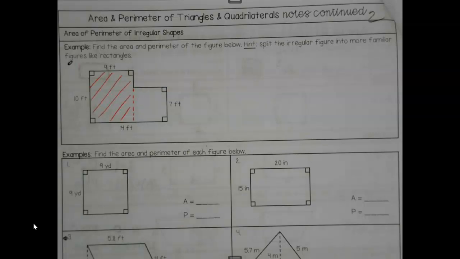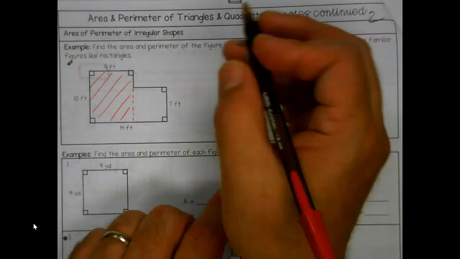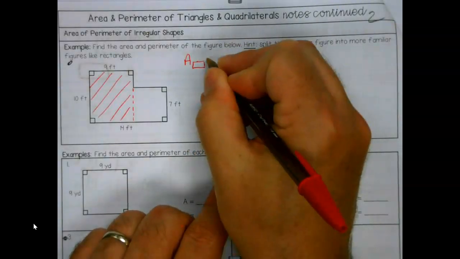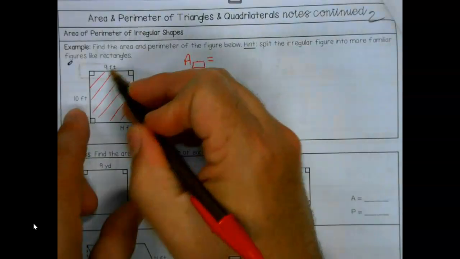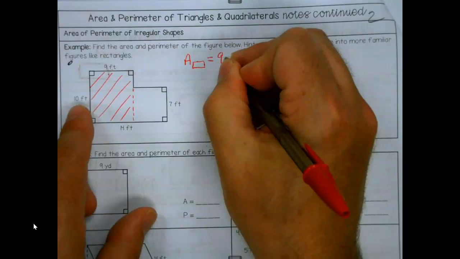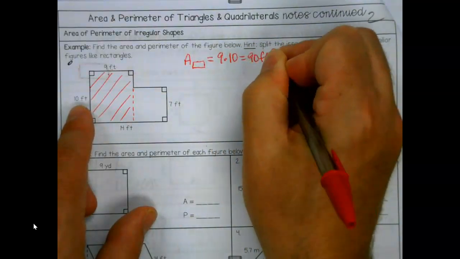So I've got my rectangle here. So we're finding the area and the perimeter. Okay. So the area of my rectangle, there's my length and my width. Luckily, I don't have to do a whole lot of work there. And we're in feet, so that would be square.